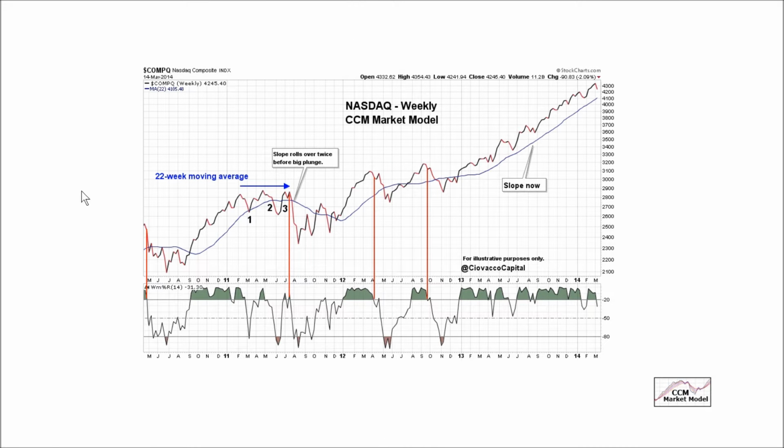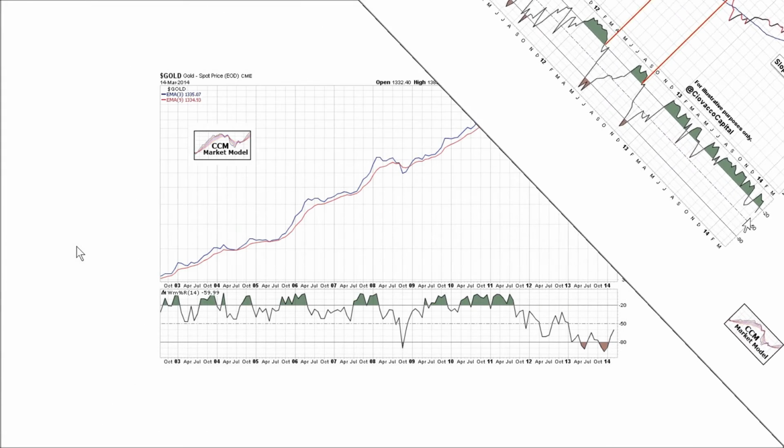Everything that we just said about the weekly chart of the S&P 500 applies to the weekly chart of the NASDAQ, and momentum, it too has dropped out of overbought territory, increasing bearish probabilities.